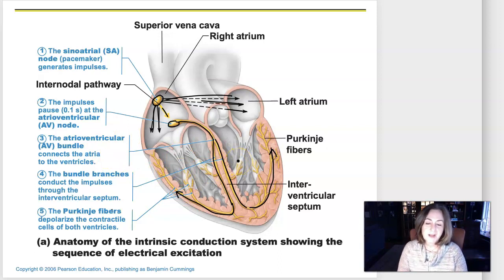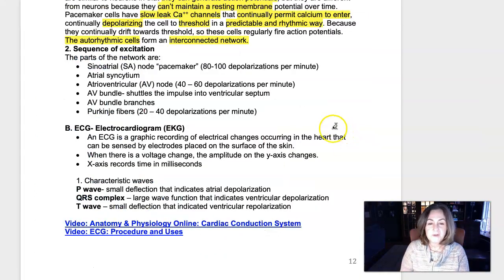This is what's known as the cardiac conduction system, or the intrinsic conduction system. So the intrinsic conduction system is just this path, this map of autorhythmic cells. To go back to the notes, you can see the SA node is at the top. That connects to the atrial syncytium, those fibers that branch throughout the atria, which connects to the AV node. The AV bundle is the place that shuttles this message down into the interventricular septum. AV bundle branches are found in the interventricular septum, and then the Purkinje fibers go up the ventricular walls.